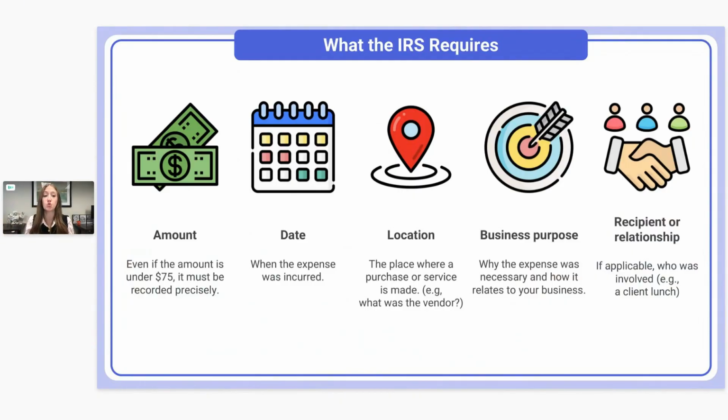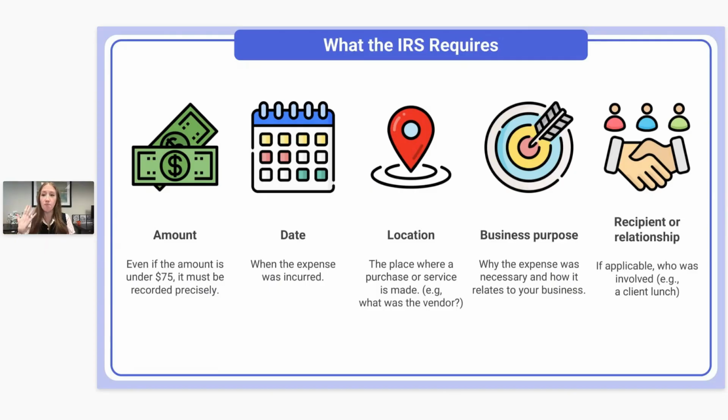You also need to store the business purpose, why the expense was necessary, and how it relates to your business or your tax deduction. And then finally, the recipient or relationship, if applicable. Whoever was involved in this particular purchase, whether that be a client lunch or something else. So this is the data that is important to the IRS for record keeping purposes. This is the data that you want to store in Neat.